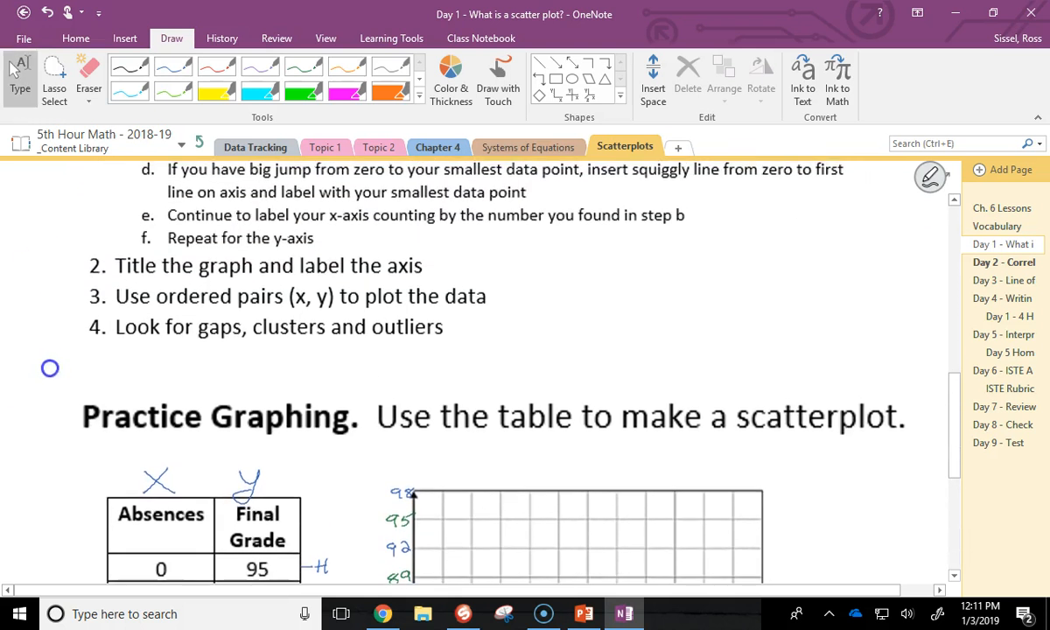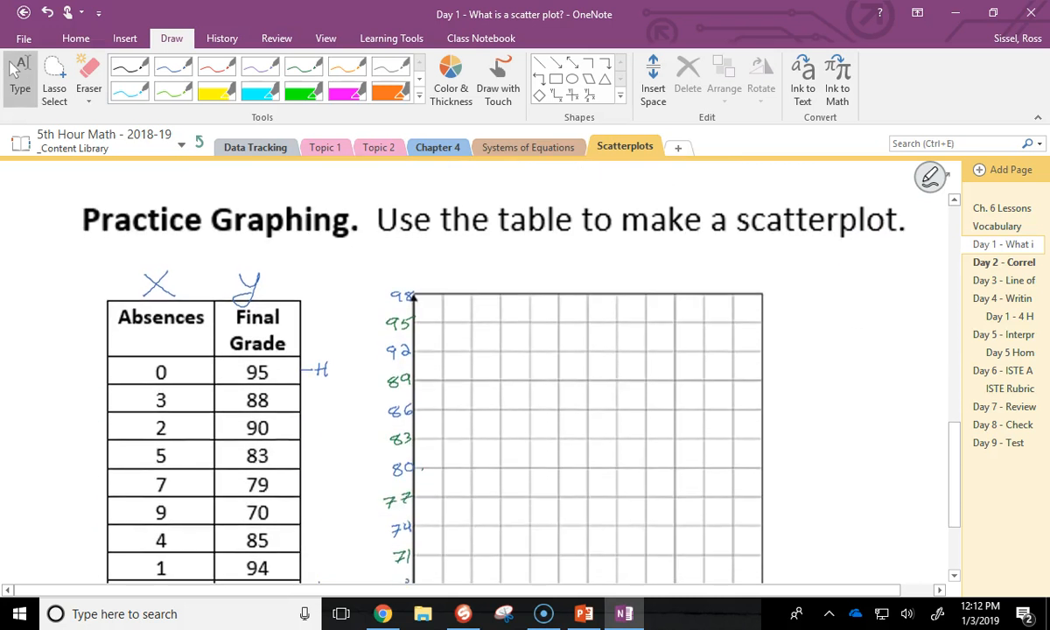Last thing we have to do, or the last thing we're going to do today: title the graph and label the axis. What do you think our title should be? What should we title the graph? This is really important. People lose points every single time because they don't do this. What do you think we should make our graph title? What is all this information going to be about?